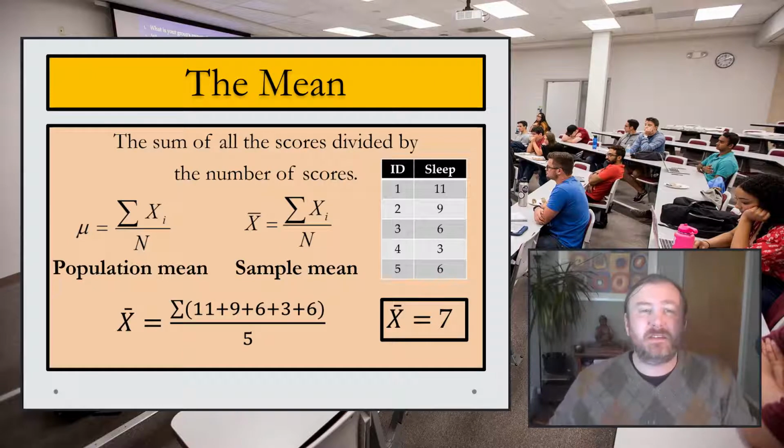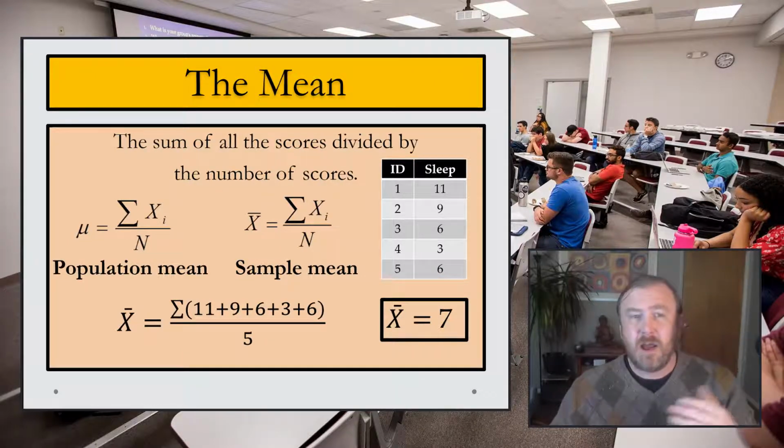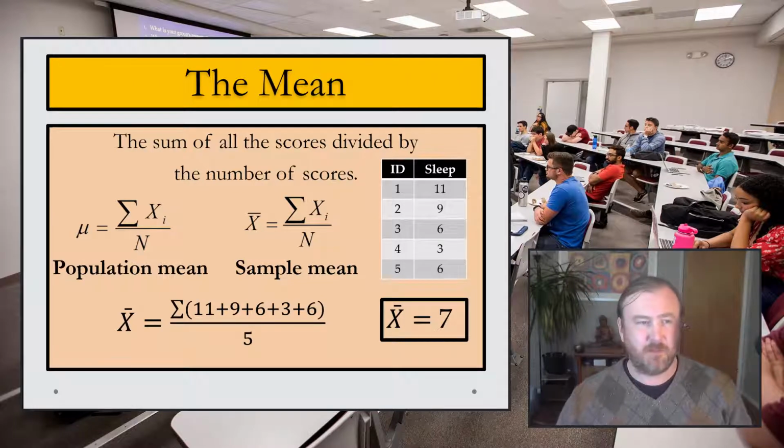So if we looked at these scores on how many hours of sleep a person received the night before, we can compute the mean by adding up all the scores and dividing by the total number of scores. And we would get a mean of 7.